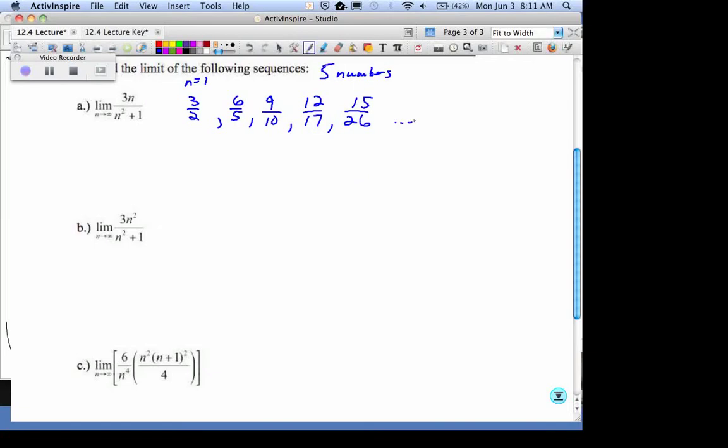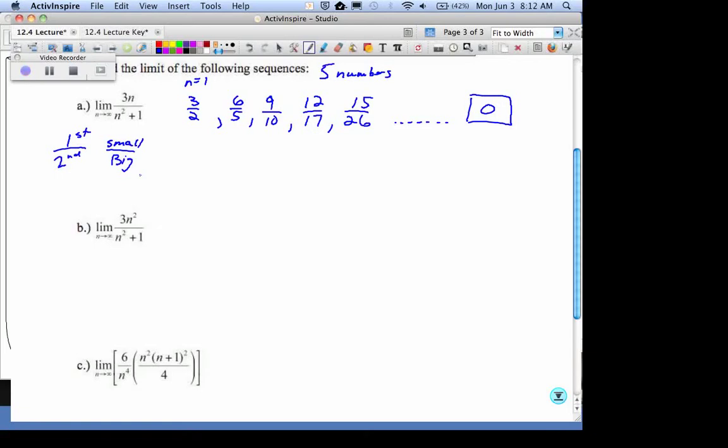Eventually, it's going to 0. How do I know that? This is a first degree over a second degree, which some of you might just write down as small over big. We know that as the bottom of a fraction continues to get much larger than the top, it's going to go to 0.